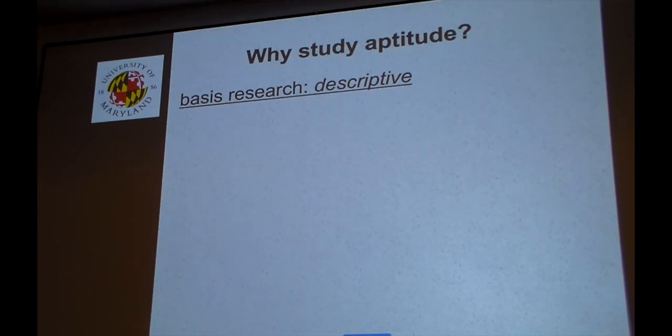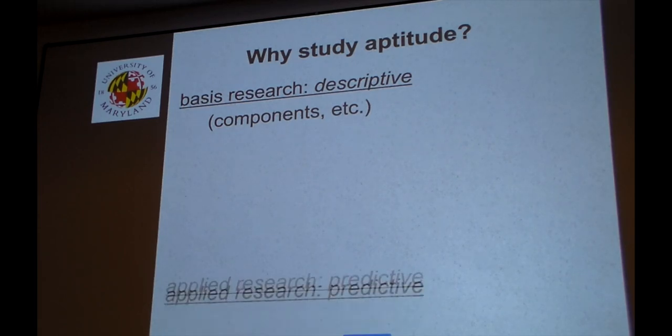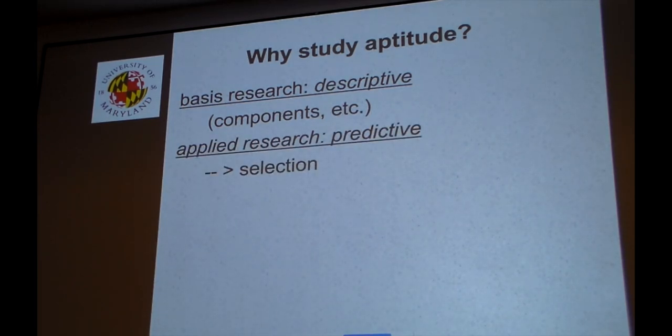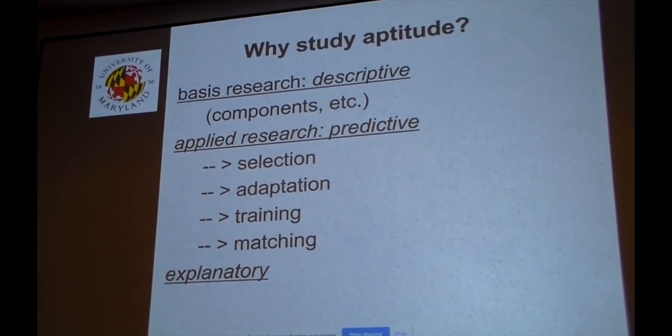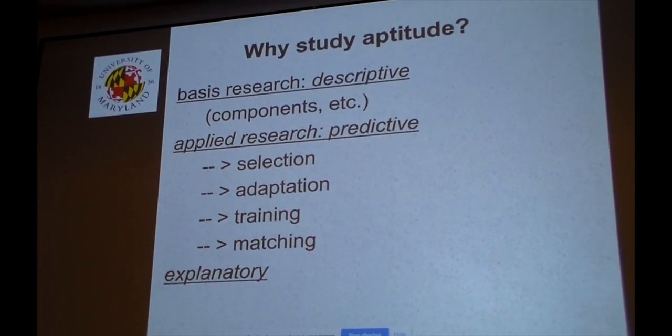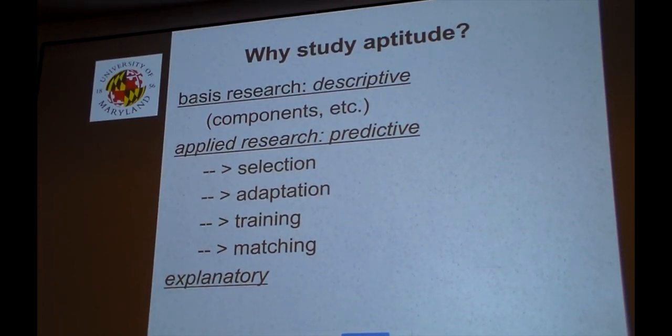So basic descriptive research, but also applied research in various ways. Predictive applied research for selection: who are we going to admit to this course, only the ones that are likely to benefit from it. But also, maybe more interestingly, adaptation of the way of teaching, adaptation of the kind of training maybe in order to prepare people better for learning, and ideally matching of individual aptitudes with teaching.